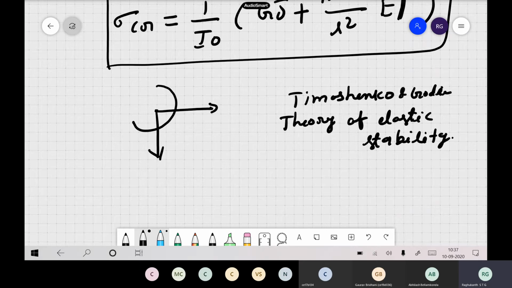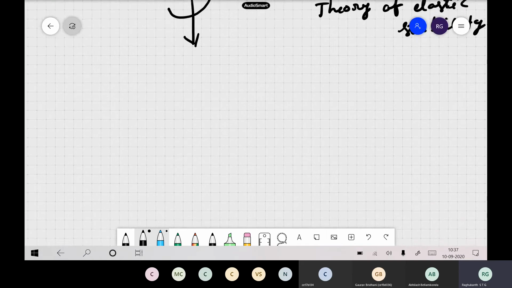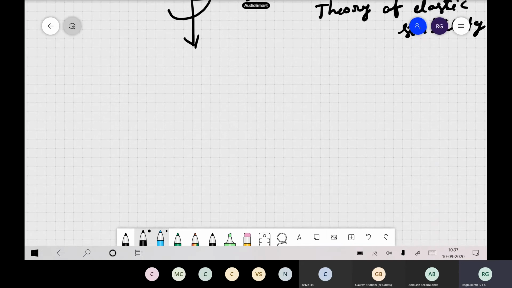Maybe we will come back to this problem after some time. Maybe in the end we will discuss a little bit more on these torsion things. Now let us see our next important topic, that is lateral torsional buckling. It is very important for beams.